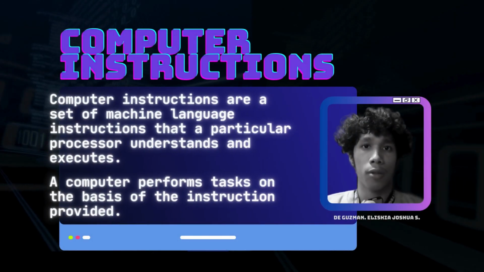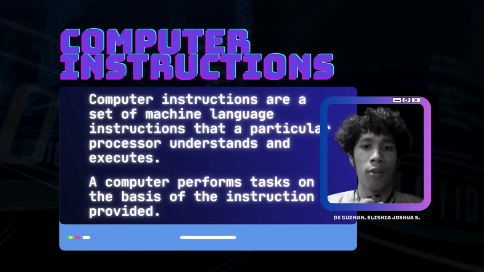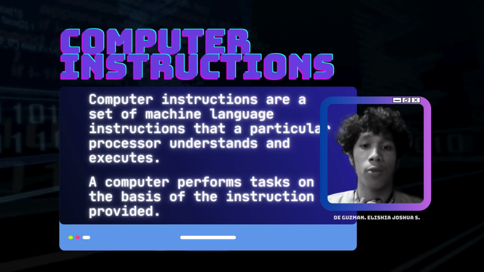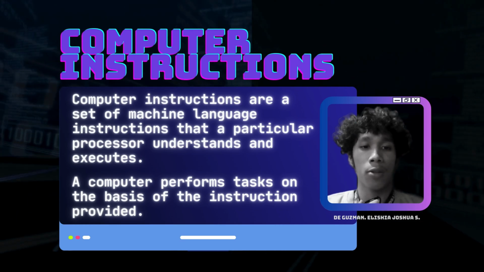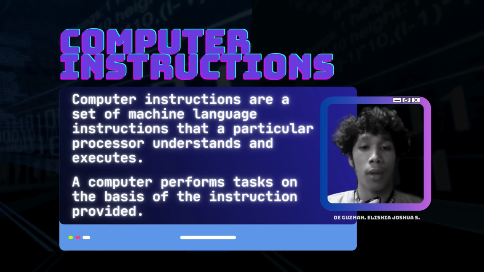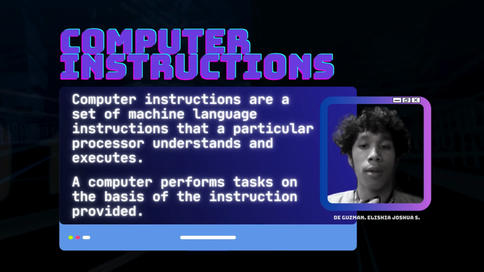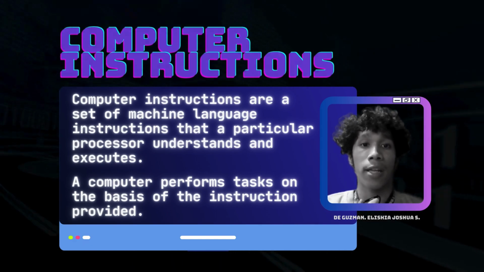Computer instructions. Computer instructions are a set of instructions of machine language, which is the binary zeros and ones, that a particular processor understands and executes. A computer performs tasks on the basis of the instructions provided.